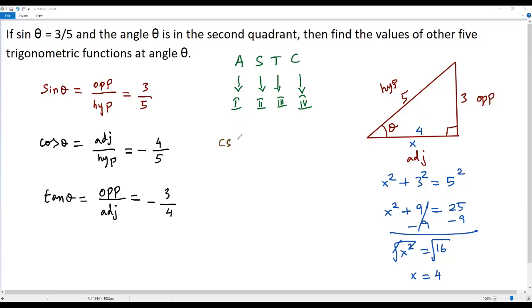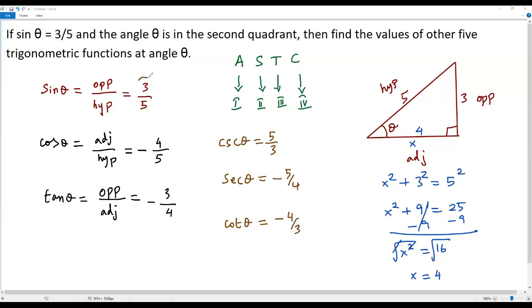Cosecant theta is the reciprocal of sine. Whatever value we have for sine, we take its reciprocal to get the value of cosecant theta. The reciprocal of 3 over 5 is 5 over 3, so the value of cosecant theta is 5 over 3. The next one is secant theta. Secant is the reciprocal of cosine, and we already have the value of cosine, negative 4 over 5. For secant, it will be negative 5 over 4. I take the negative sign as it is. And cotangent is the reciprocal of tangent, so cotangent is equal to the reciprocal of this value, which is negative 4 over 3.